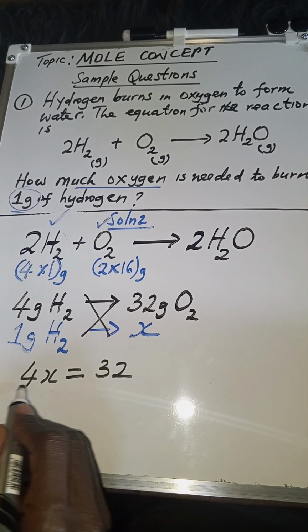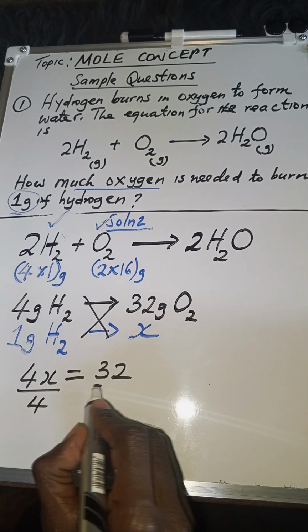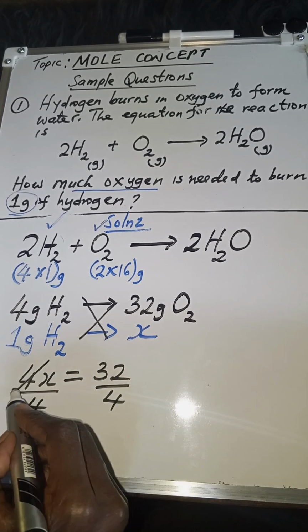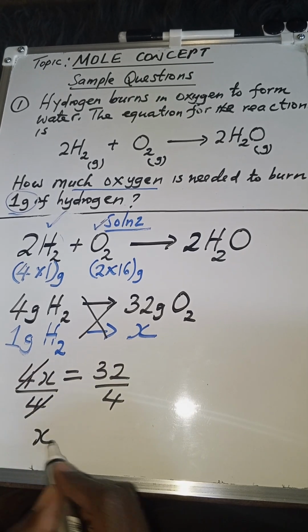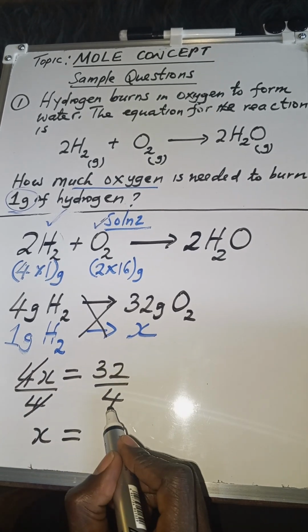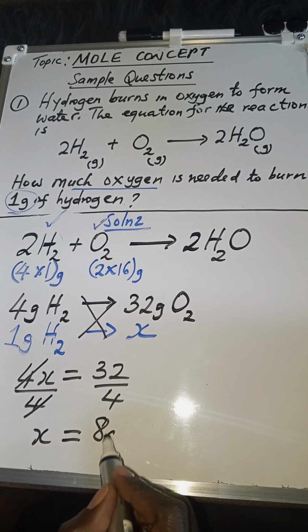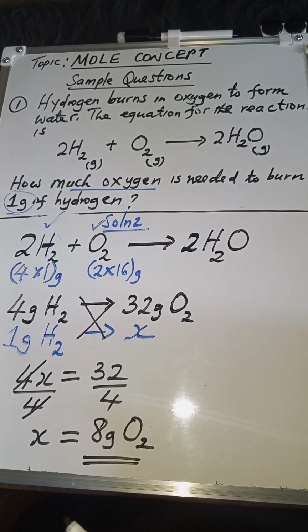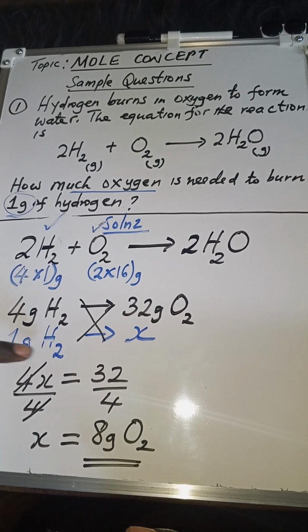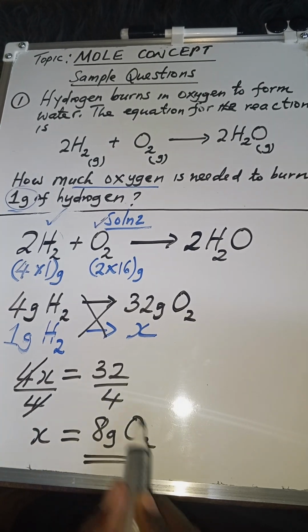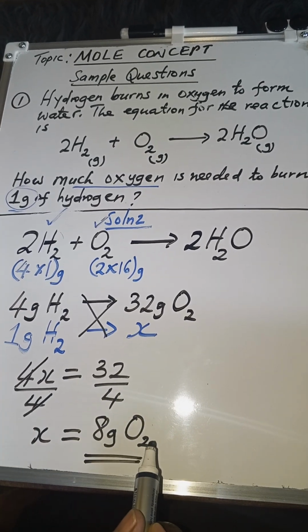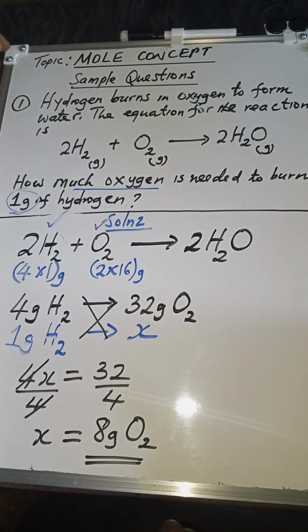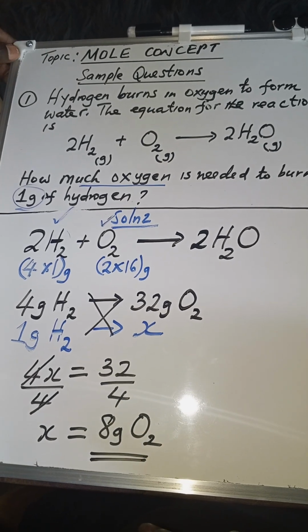To find X, I'll simply divide. What I do this side, I'll do the other side. This and that will cancel. My X is equal to, 4 goes into 32 8 times. So that would be 8 grams of oxygen. Meaning that when you use 1 gram of hydrogen, you need to use 8 grams of oxygen. So this is the way you can calculate for this question.